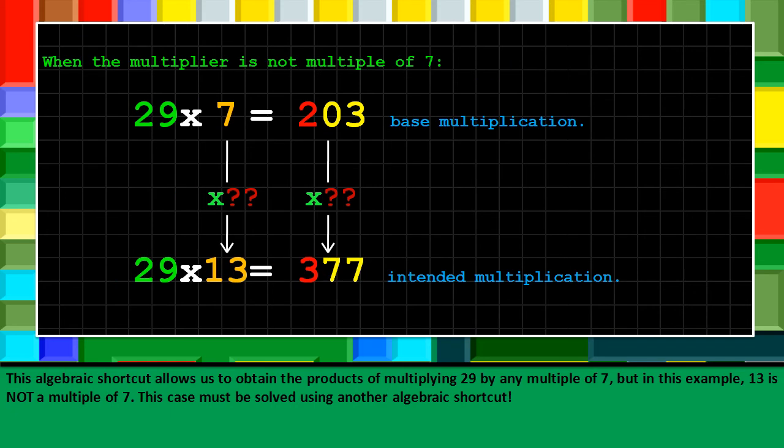This algebraic shortcut allows us to obtain the products of multiplying 29 by any multiple of 7. But in this example, 13 is not a multiple of 7. This case must be solved using another algebraic shortcut.